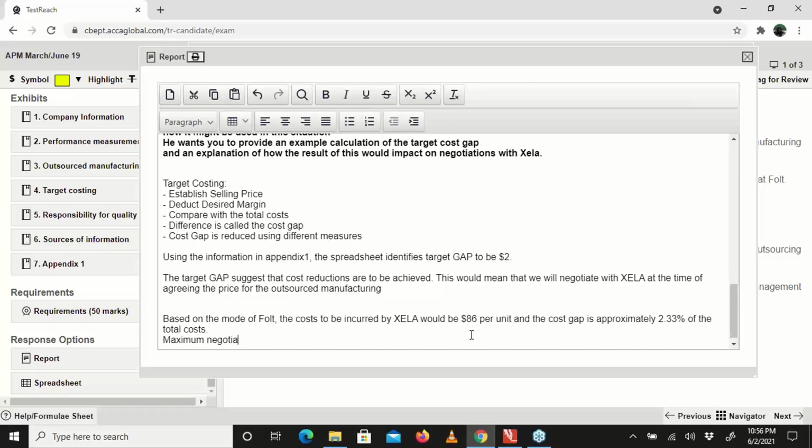Maximum negotiations should be done with Zila to fetch the product at even less than $84, giving fault the margin for error, if any. Because you see, your own cost has been incorporated, because the designing cost is yours, the packaging and delivery cost is yours, the software cost is yours, and the rest of the cost belongs to them. So what you got to do is make sure that you try to reduce these costs to the maximum possible extent.